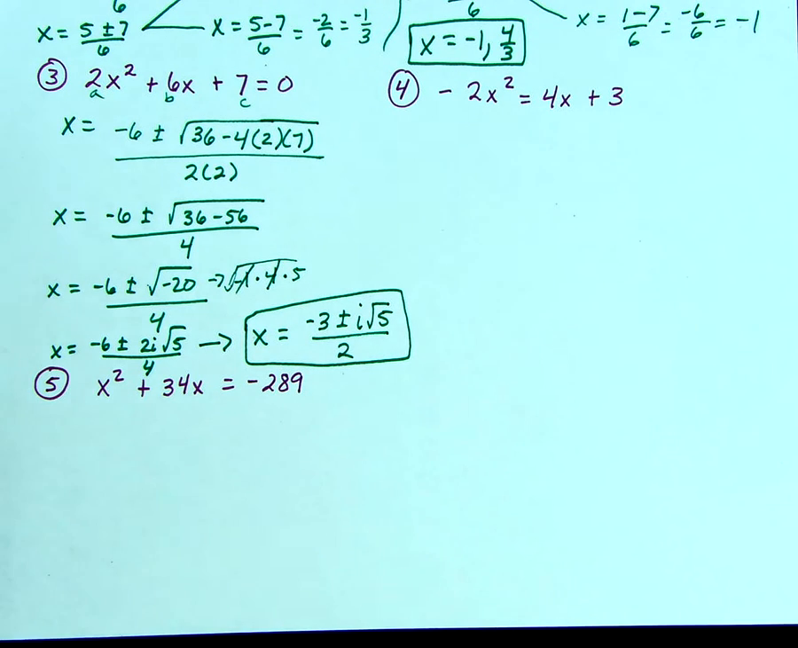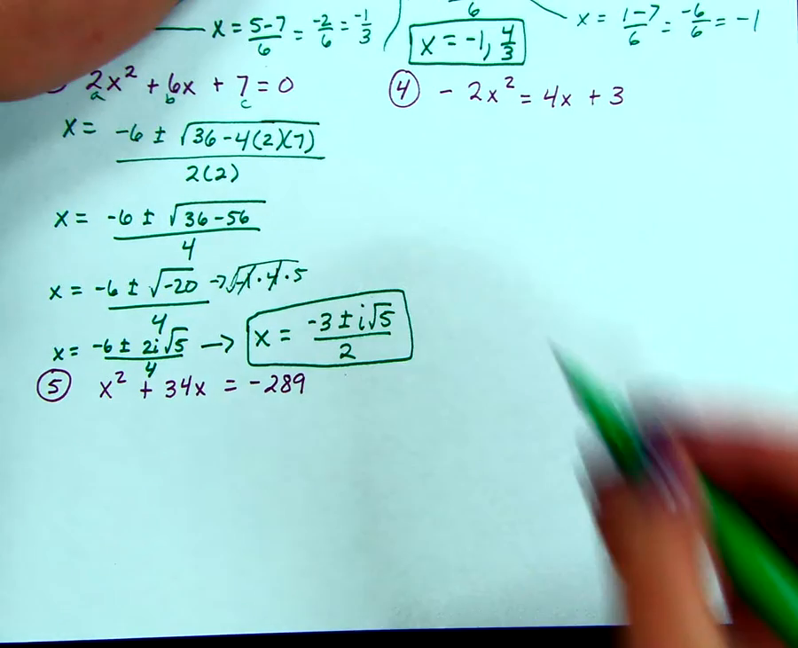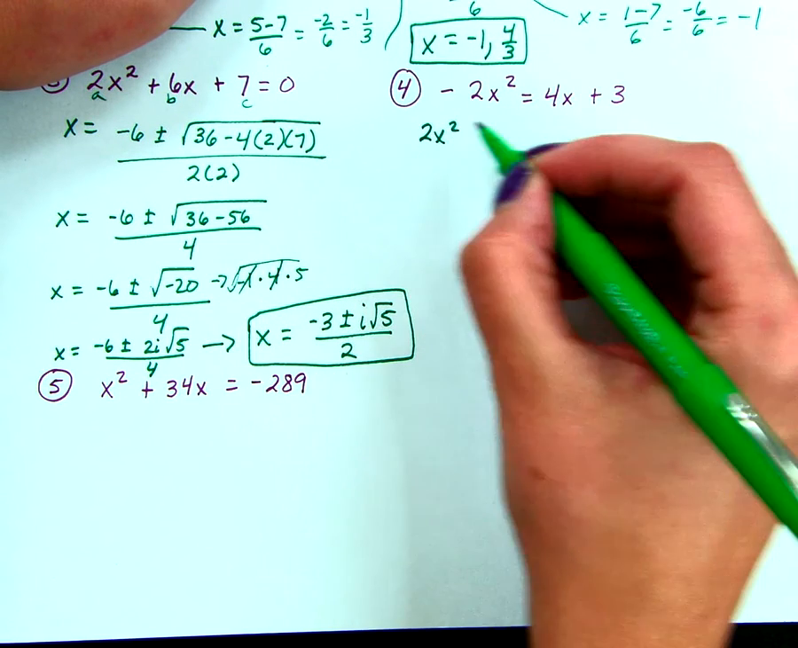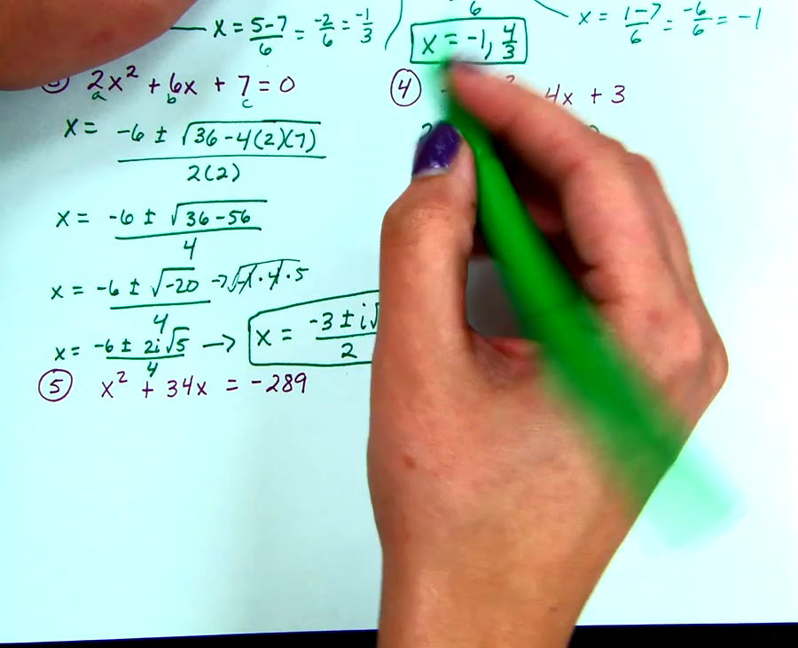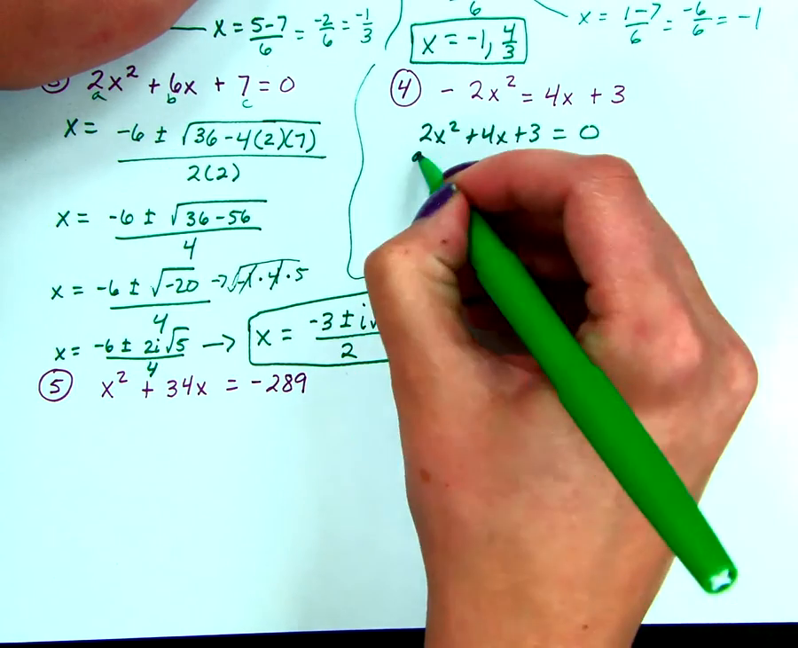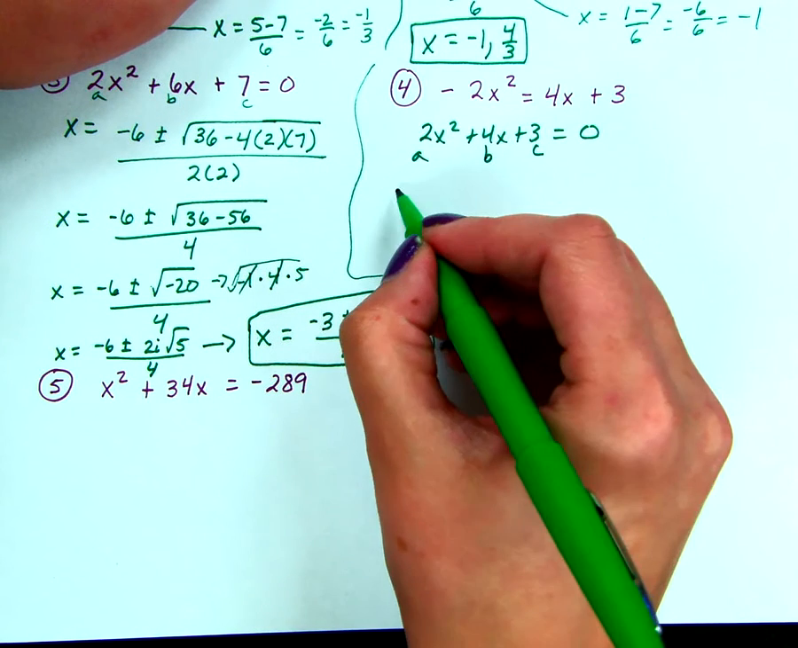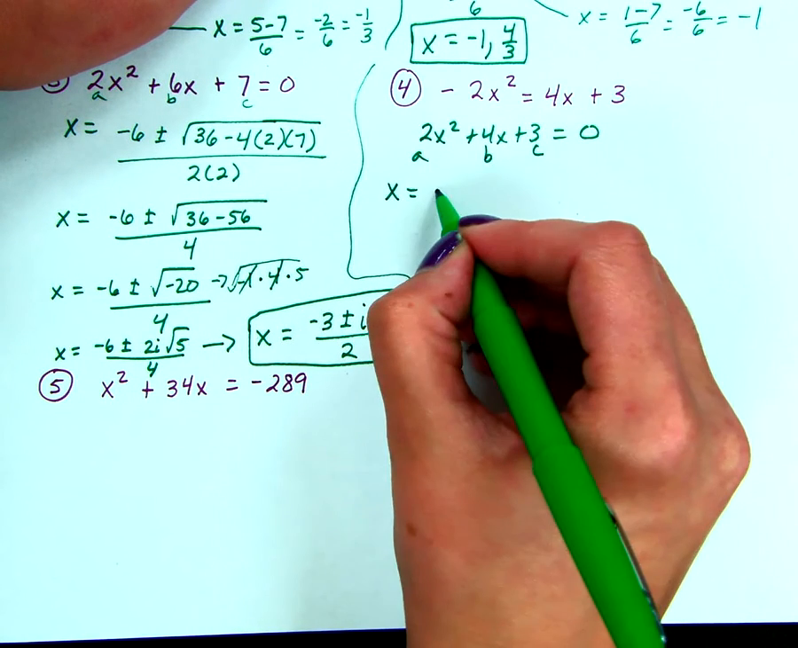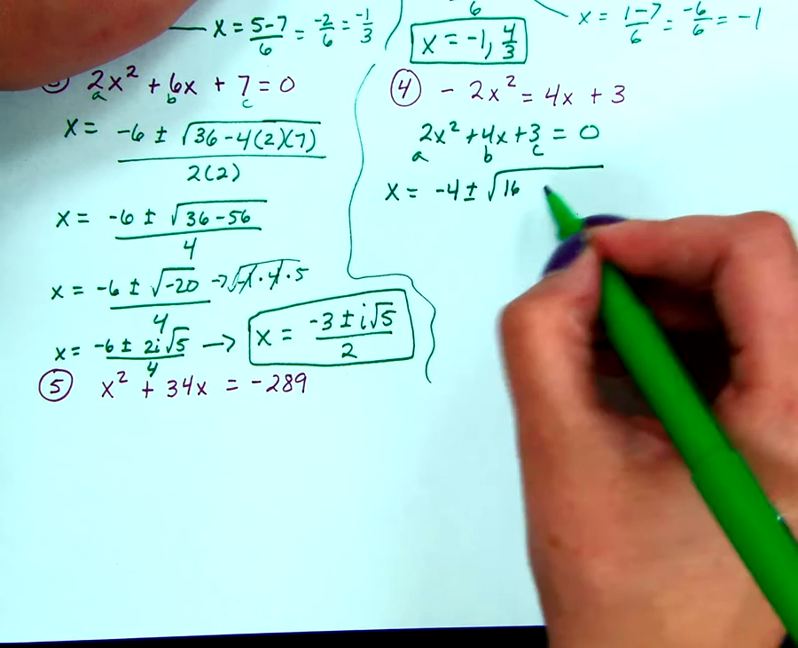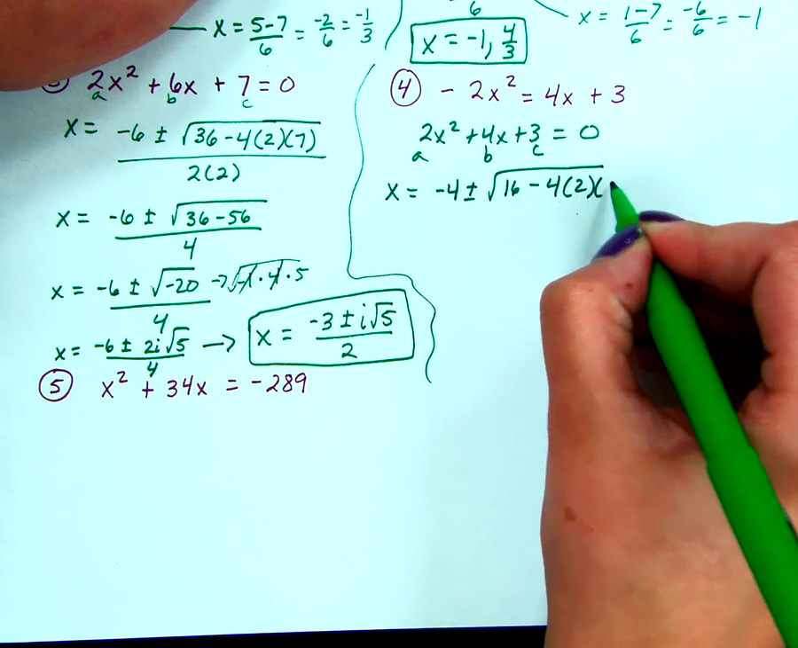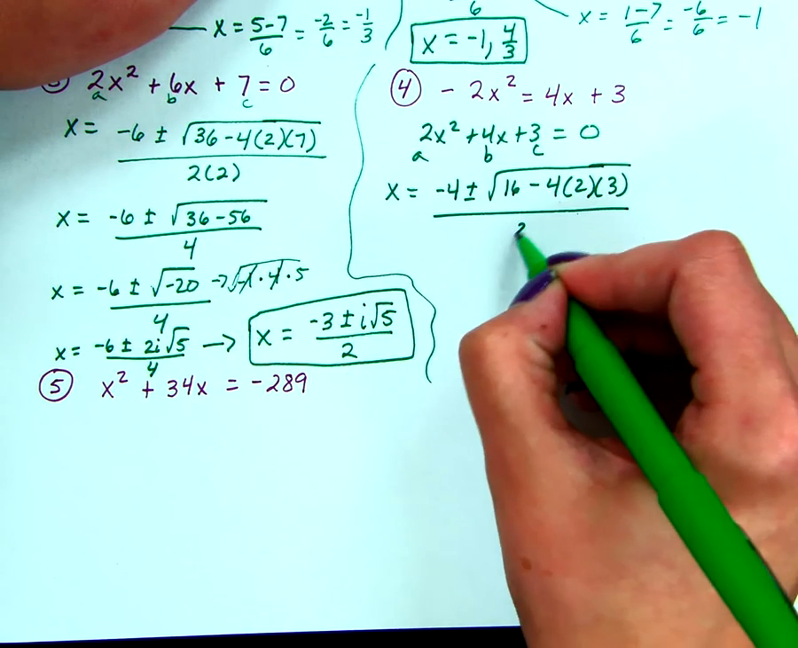All right, looking at problem 4, we can either subtract the 4x and the 3, or we can add the 2x squared over. So I usually like my square term to be positive, so I'm going to add that. So if we do that, this will become positive 2x squared plus 4x plus 3 equals 0. So again, this is the a, the b, and the c term. So x equals opposite of b, so negative 4 plus or minus the square root of 4 squared, so that will be 16, minus 4 times 2 times 3, all divided by 2 times 2.